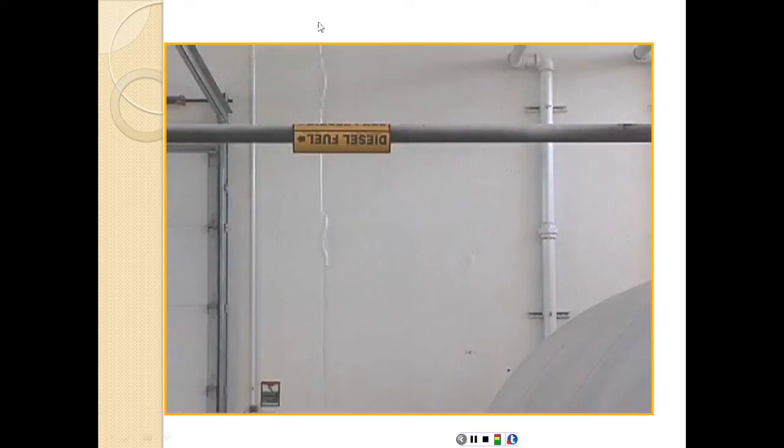Here, for example, we have a labeled pipe. The label is put upside down for some reason, but again, the pipe is labeled with diesel fuel, so people would know that there's a hazardous chemical running through that pipe. And diesel fuel in this case is going to be flammable, so that's why it's hazardous.